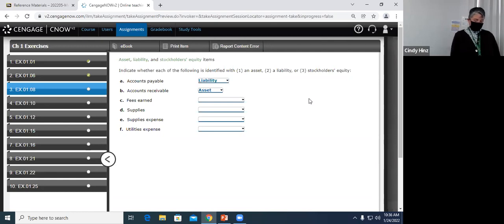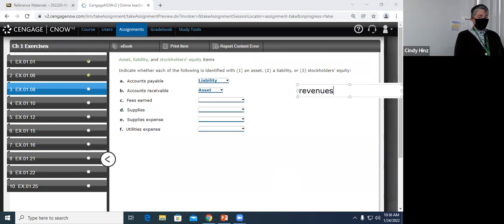Now, fees earned. Fees earned is a special kind of account. I really don't like that account title, fees earned. But what it means is it's a total of the revenues. I'll put that word on our screen. It's a total of the revenues, which is basically the amounts that we charge our customer for what they buy from us, the product or service that we provide to them.